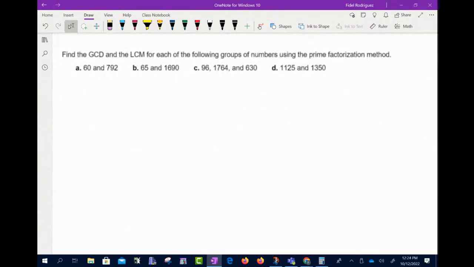Okay, so I'm going to go through the same process for each of these problems. I wish the numbers were a little bit smaller. I don't know why they gave us such huge numbers. But we'll go through the process, y'all. I hope it doesn't take us too long. But let's do it like this.